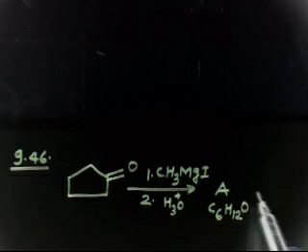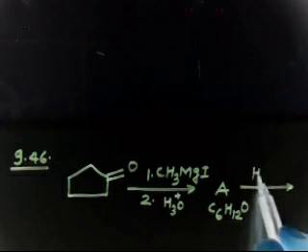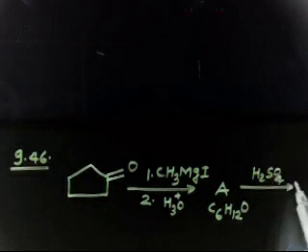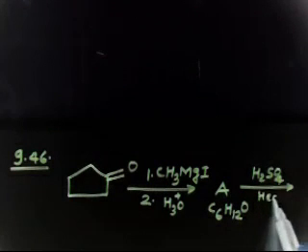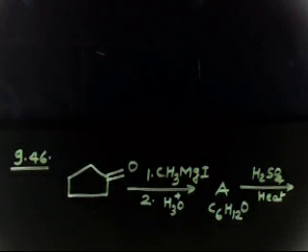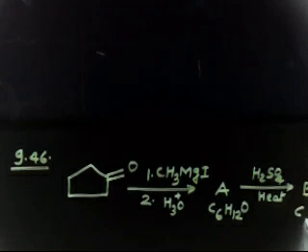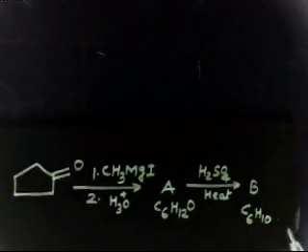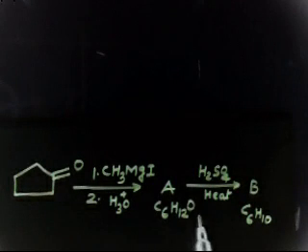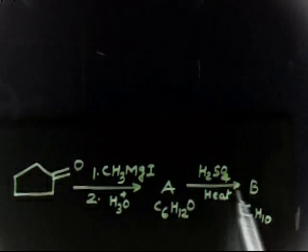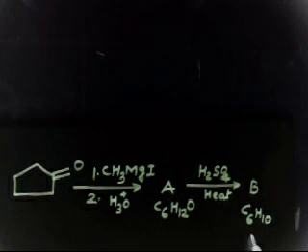Now this is reacting further with H2SO4 and heat, so that is a dehydration of alcohol. This gives B, and B has a formula C6H10. You can see from here itself, this is a dehydration because 2 hydrogen and 1 oxygen is gone. This must be an alkene. Are you getting or not?